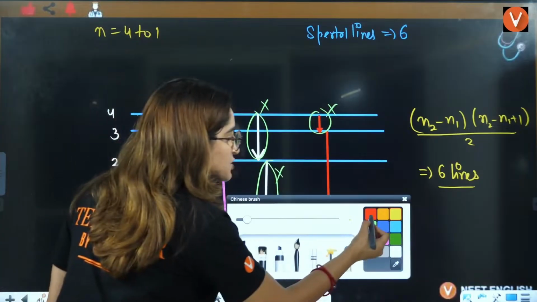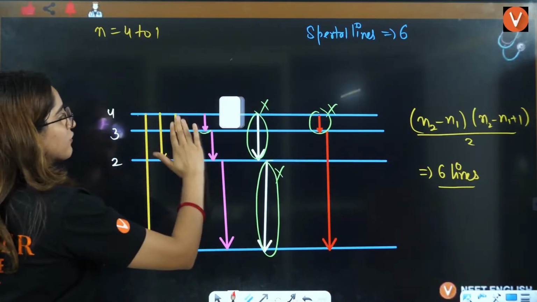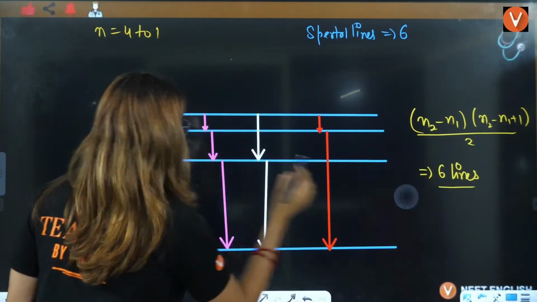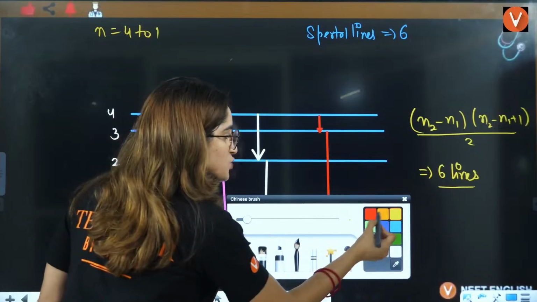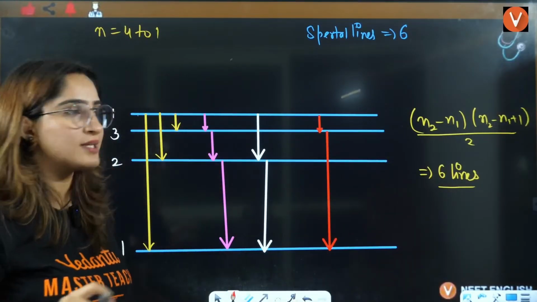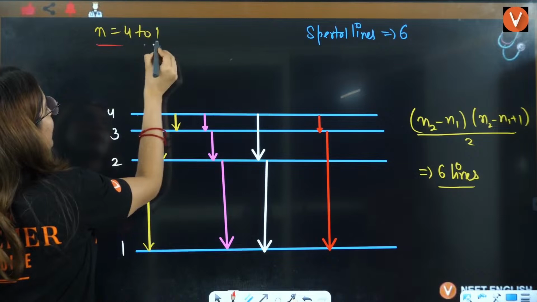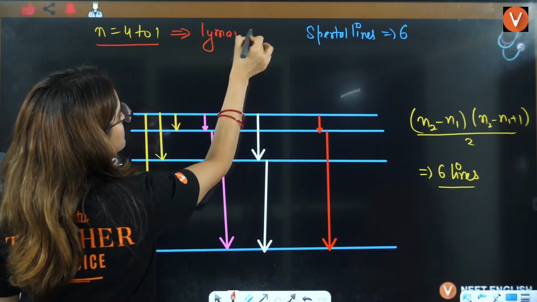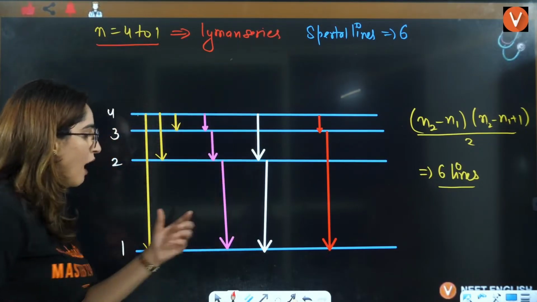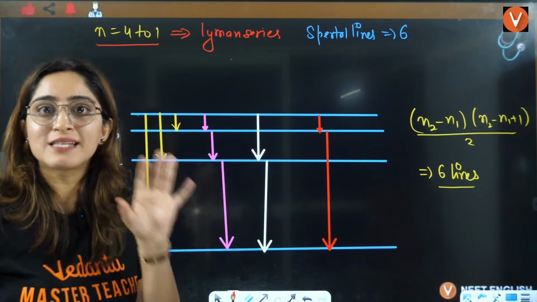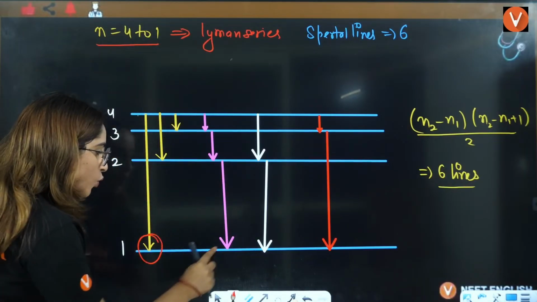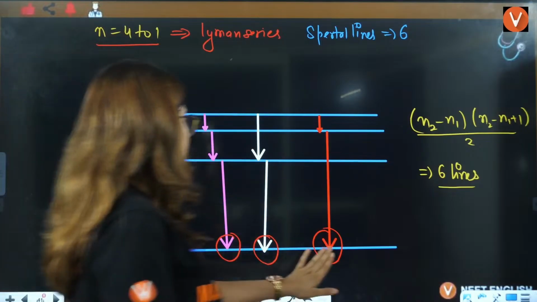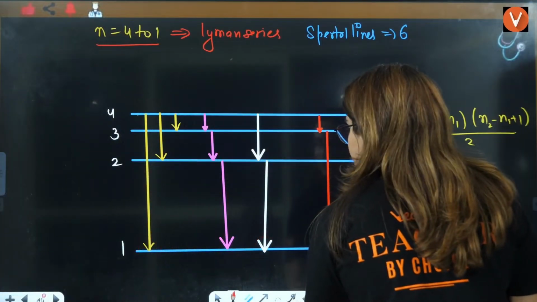Now, students, if they ask you something specific, what do you mean by that? This is where students tend to make mistakes. Specific means, if they ask you, it is moving from n is equal to 4 to 1, tell the lines that lie in Lyman series. That means you have to only tell the unique lines that are coming towards n is equal to 1. You say, ma'am, 4 lines here. No. To n is equal to 1, how many lines do you have here?